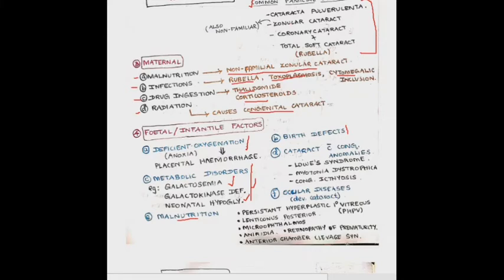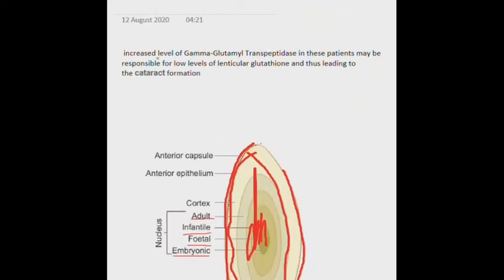Then cataract with congenital anomalies. Among congenital anomalies, Lowe syndrome includes oculorenal cerebral involvement. All these three are affected in Lowe syndrome. Then myotonia dystrophica. In myotonia dystrophica, the muscles are mainly affected. Weakness of the muscles is seen. And the cataract occurs mainly due to the increased level of gamma glutamyl transpeptidase in these patients, which is responsible for the low levels of lenticular glutathione, which causes cataract.